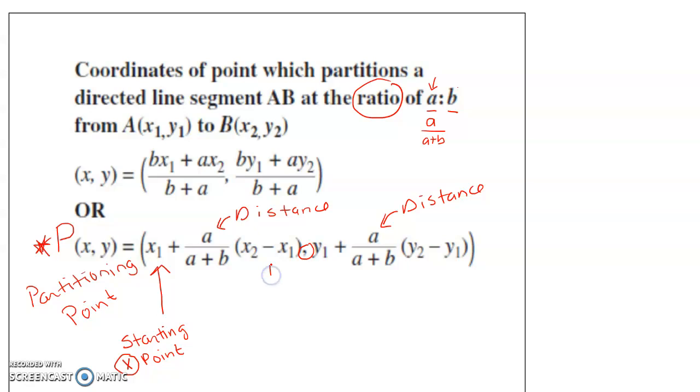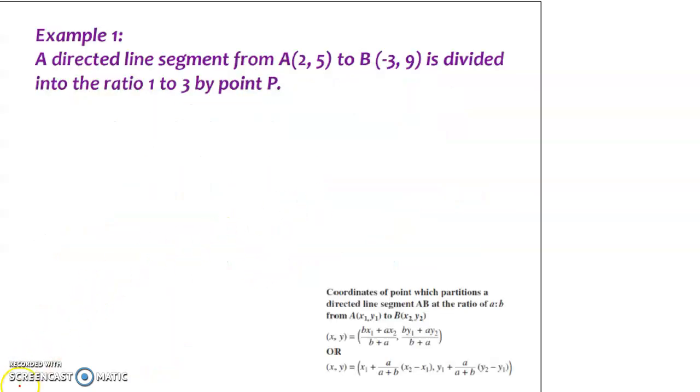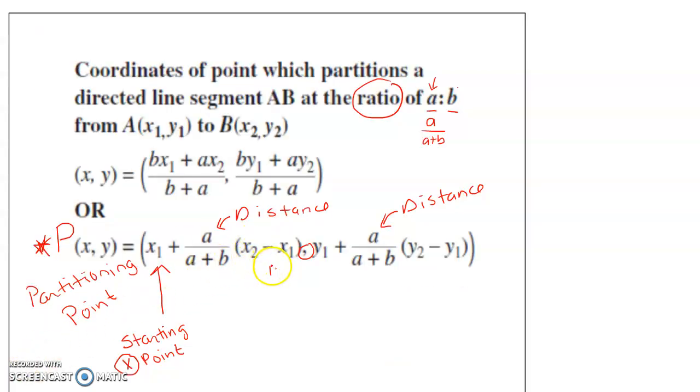This looks very much like your slope, doesn't it? Or not your slope, your run of your slope. And it is. Sorry, this right here is the same thing as the run of your slope. So this is going to still be my starting X value. And this is my X value from my ending point.